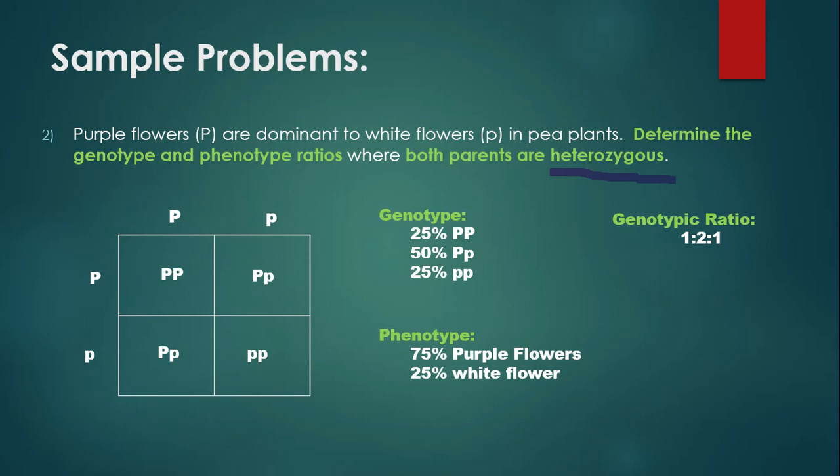So if we compare it in its ratio, it is 3 to 1. 3 purple flowers, those that start with capital P, and only one white flower that starts with small letter p. That is for the phenotypic ratio. Now, let's proceed to the next.